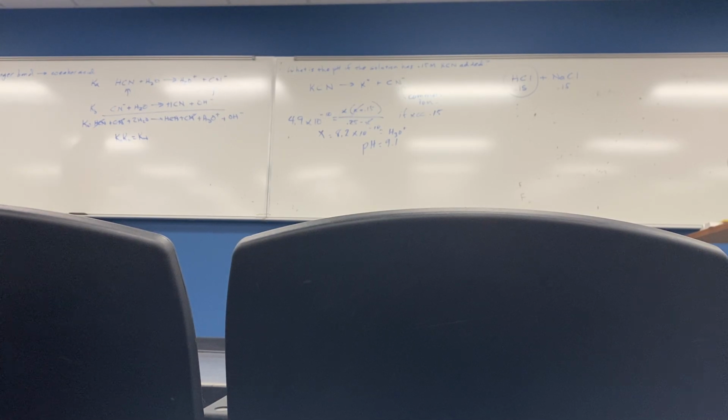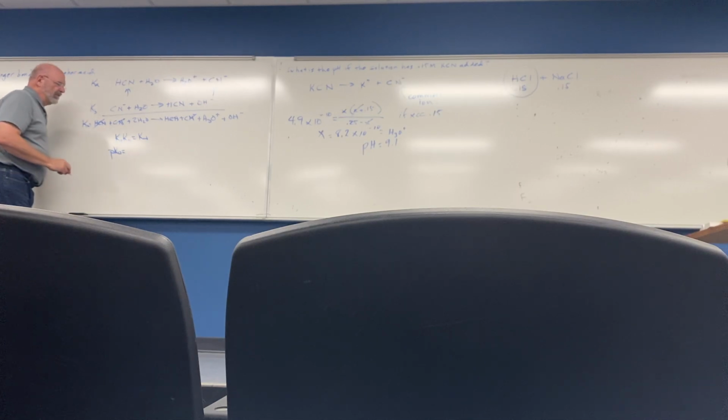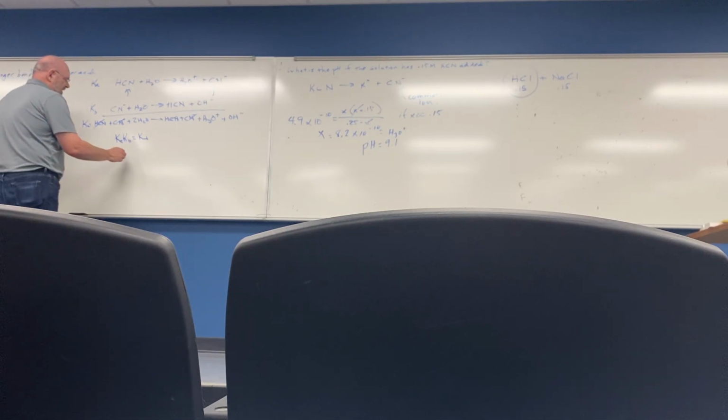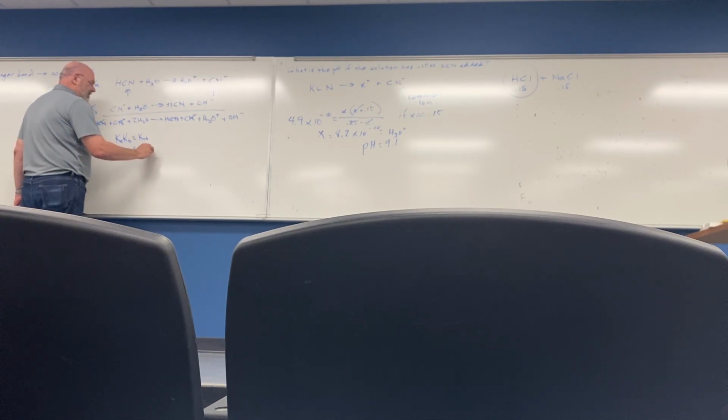Let's take the negative log of both sides. So pKw is equal to, log AB is what? Log A plus log B? Yeah. So pKw is equal to pKa plus pKb, and pKw is 14.